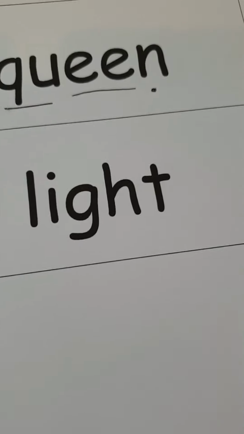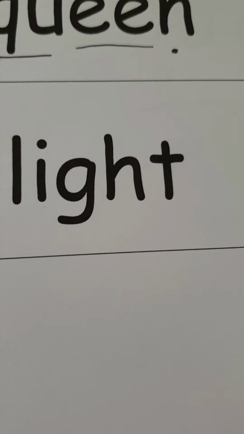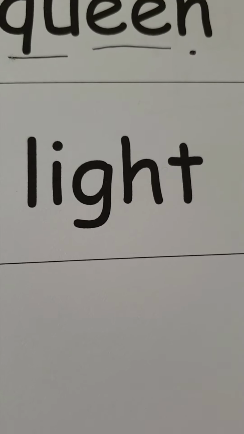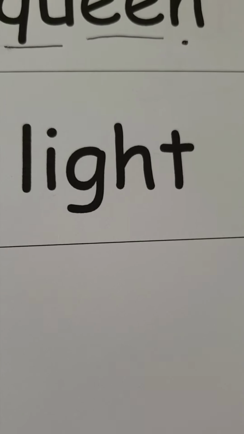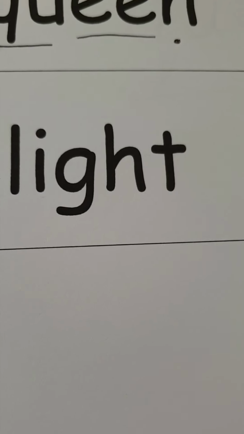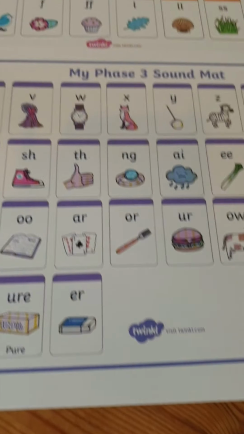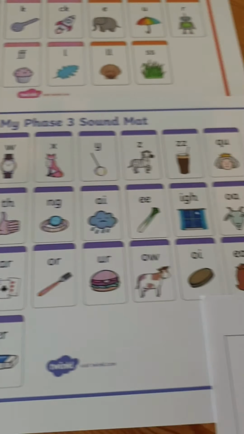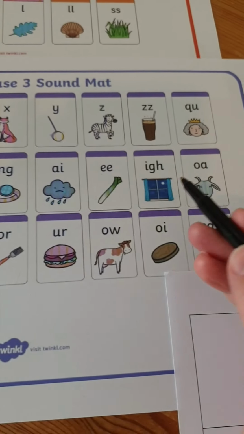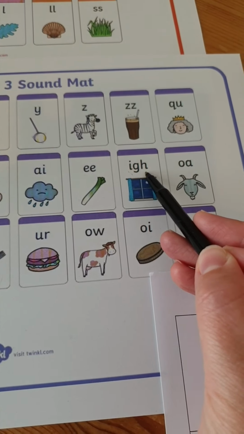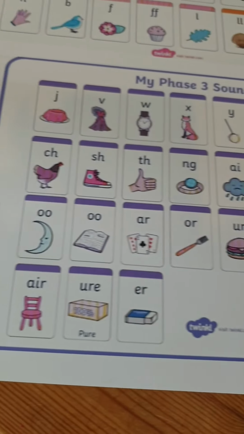Now, we also put sound bars under trigraphs. A trigraph is a sound that is made up of 3 letters. You find some trigraphs in phase 3 phonics. I'll show you some on the phase 3 sound mat. So I'm just looking along here, having a good look. Can I spot any? Aha, there. The igh sound is made up of 3 letters. It's a trigraph.